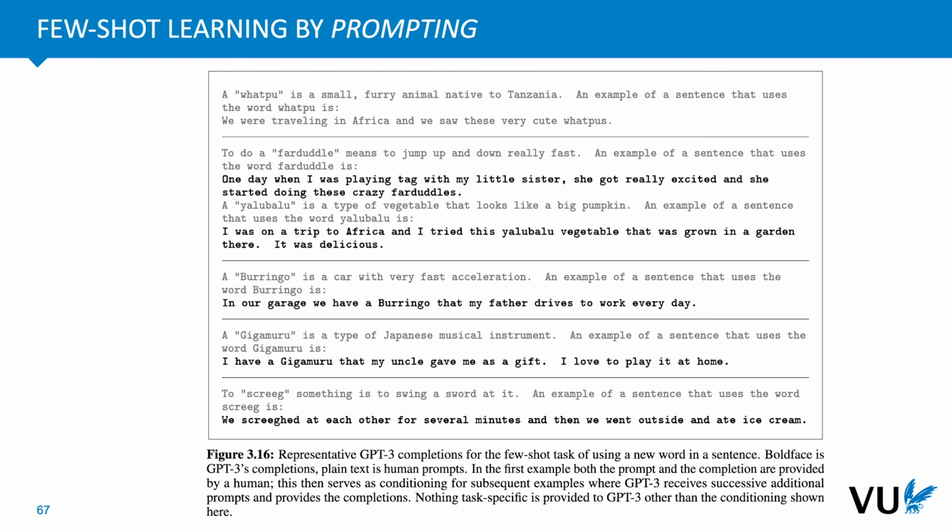Here's another example. In this task, the idea is to take a non-existent word, read its definition, and then use it in a sentence. So first, we show the model an example of what we're looking for. "A watpu is a small furry animal. An example of a sentence that uses the word watpu is," and then an example of a sentence that uses that word. And then in the next part of the prompt, we do the same thing, but we stop after "an example of a sentence that uses" the new word, and then expect the model to produce a sentence of that type. And what we see here is that the model produces reasonable sentences that follow the given definition.